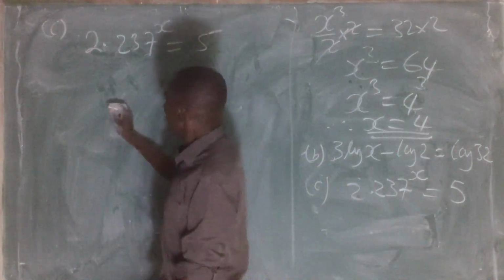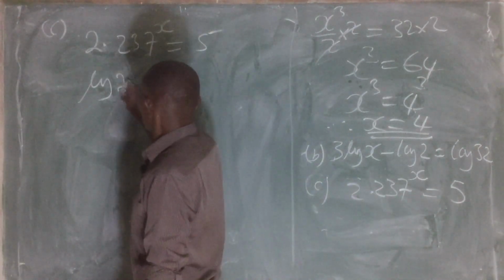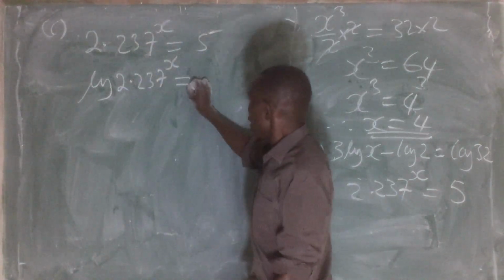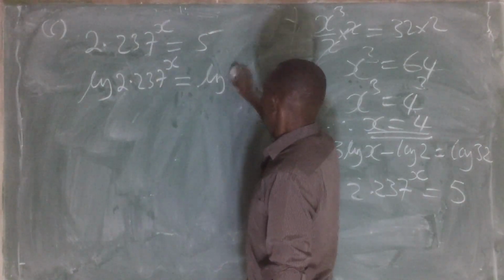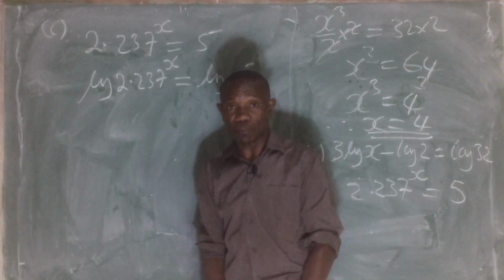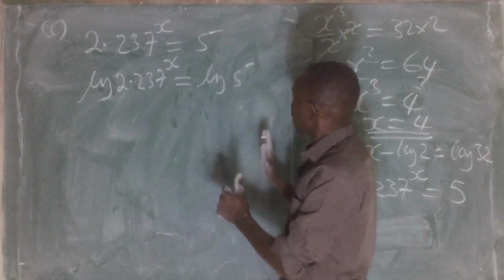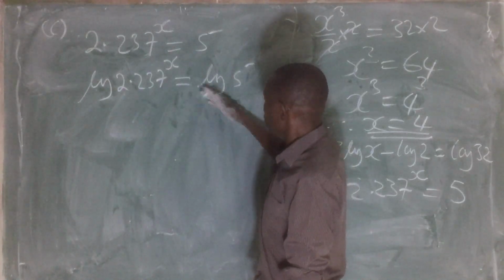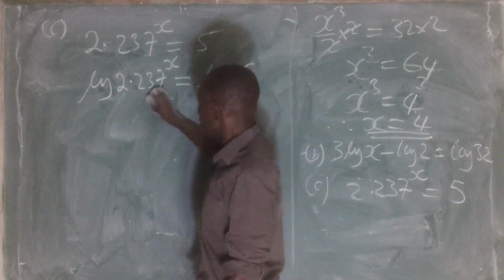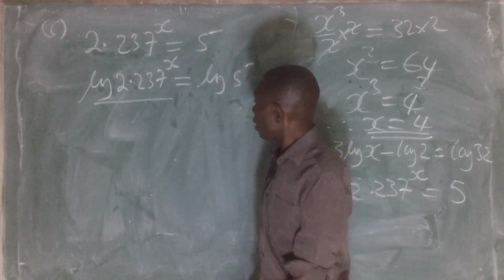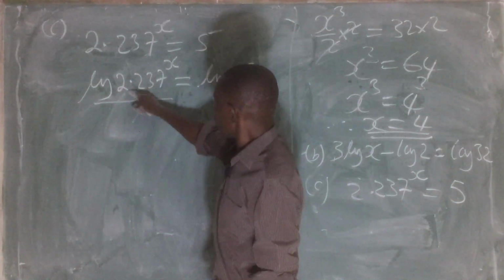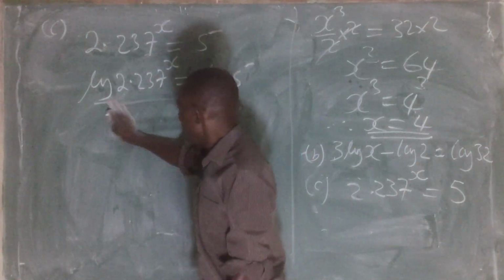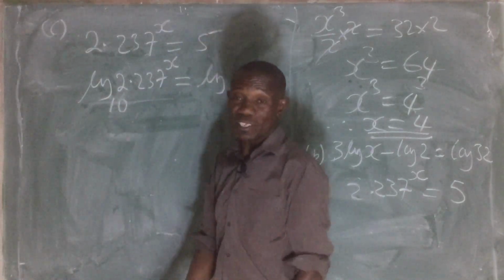So say for example, if I take the logarithm of 2.237 to the power x, then you should also take the logarithm of 5 in order to balance up. So if you take the logarithm on both sides, it means log of this one should be the same as log of 5. Now let us look at this one separately: log of 2.237 to the power x. Remember here the base is always 10.